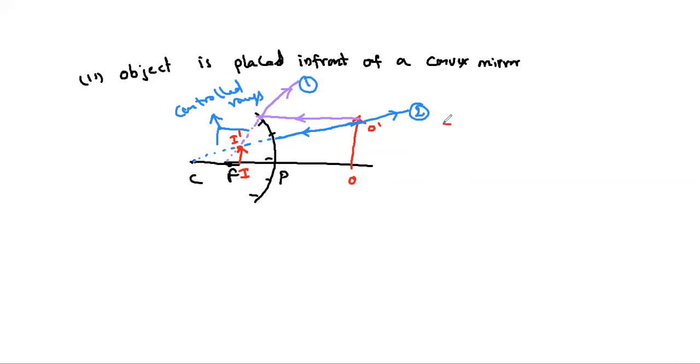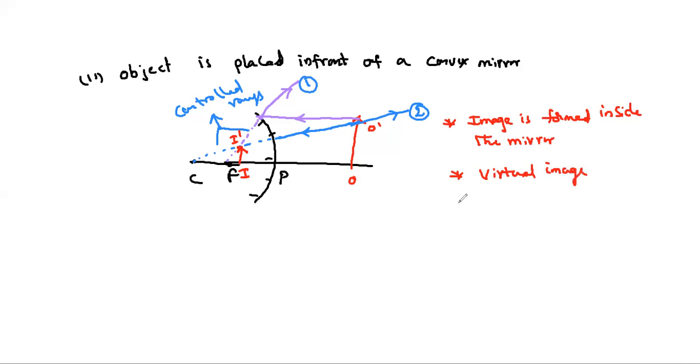inside the mirror. So what is the position of the object? What is the position of the image? The image is formed inside the mirror and it is formed due to the intersection of the construction rays. So it is a virtual image.